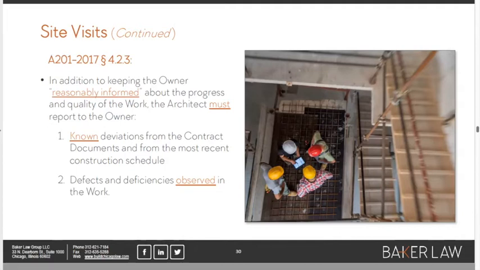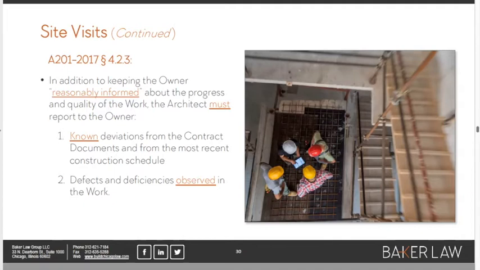And there's more loose language. Defects and deficiencies observed in the work. It doesn't say that it has to keep the owner totally informed about all deviations from the contract documents and deficiencies. It's got all this loose language. It's reasonably informed. It's known deviations. It's observed defects and deficiencies, okay?